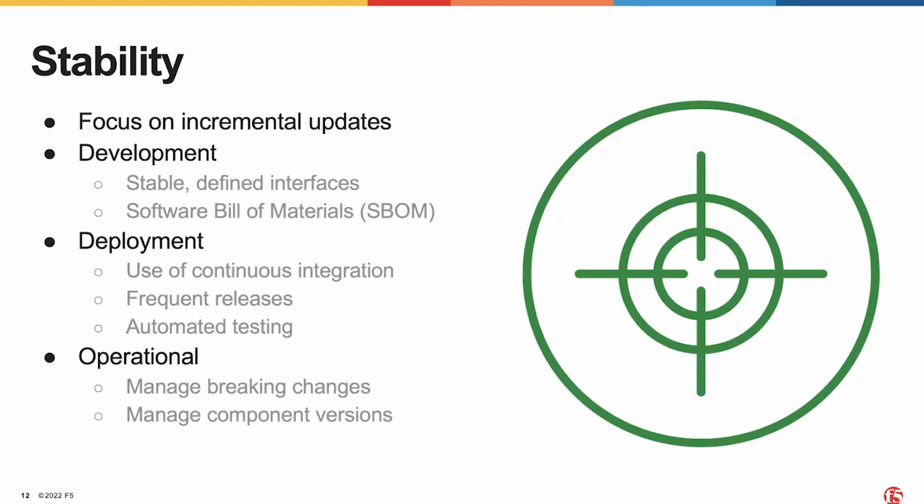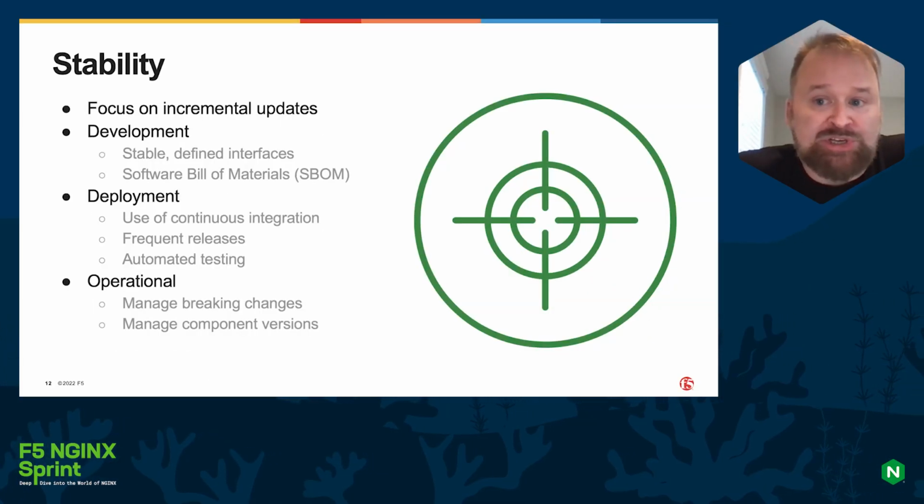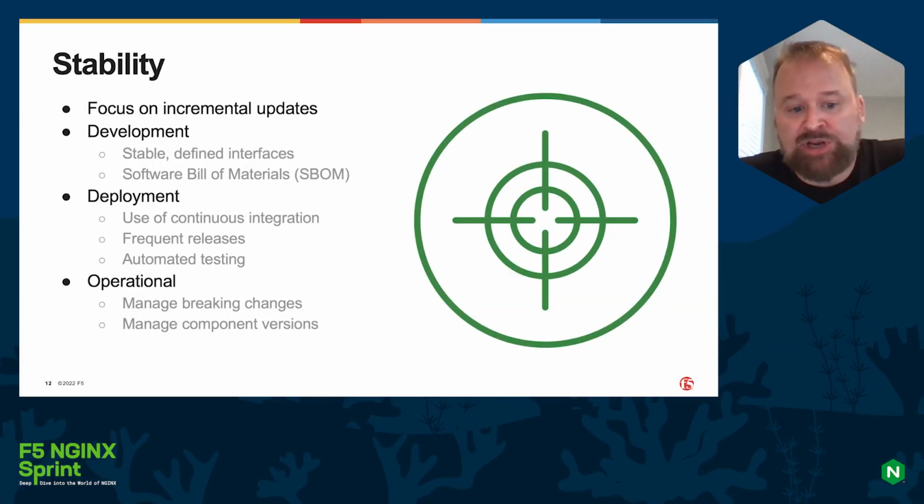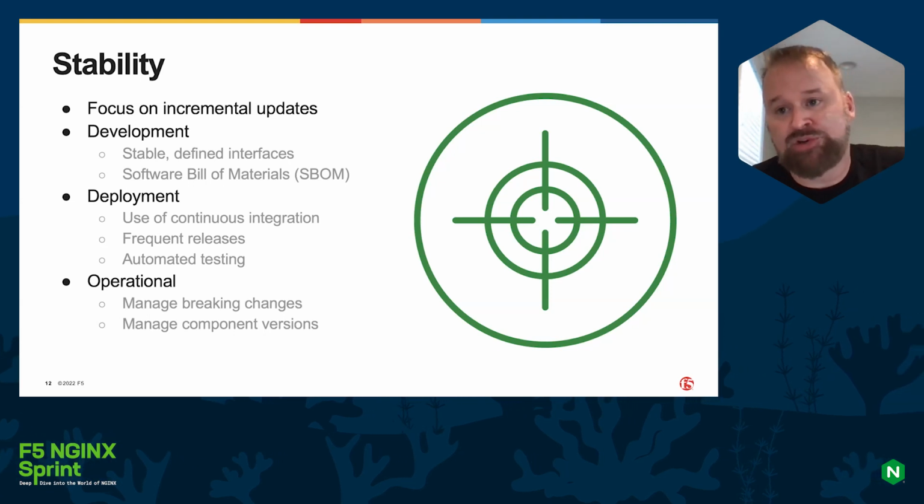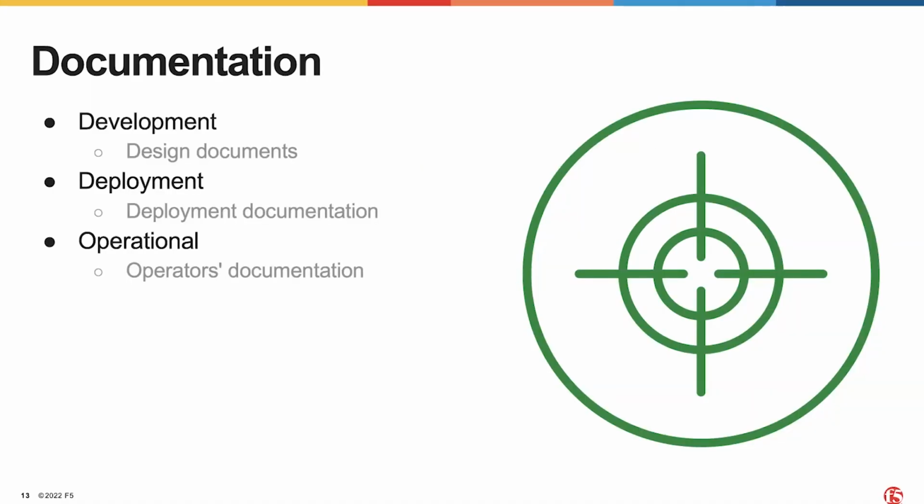In terms of development, we want to have more stable, defined interfaces between components. We want to look at generating software bills of material. In deployment, we're bringing in continuous integration, doing more frequent releases, and doing automated testing to see where things break across the various targets we deploy to. And then in terms of operations, we're going to talk a bit about managing breaking changes and managing the different component versions within Mara.